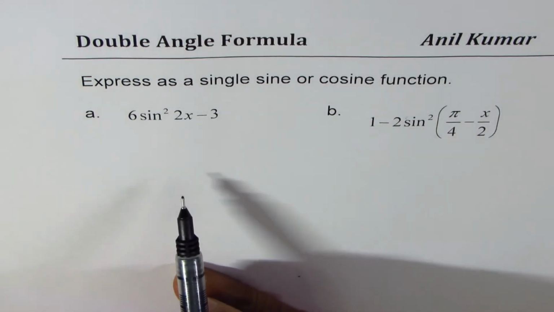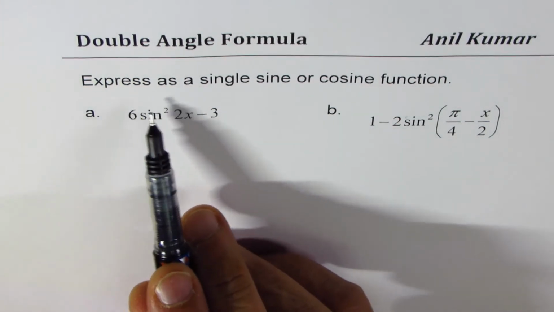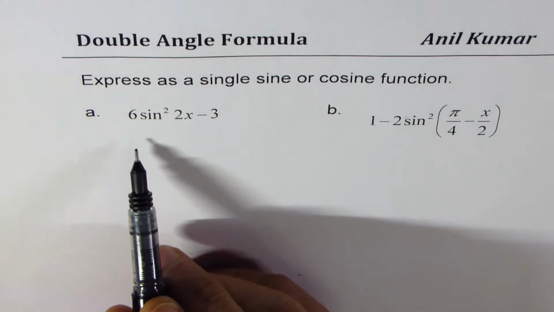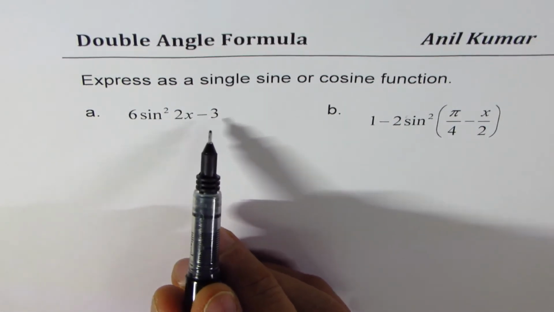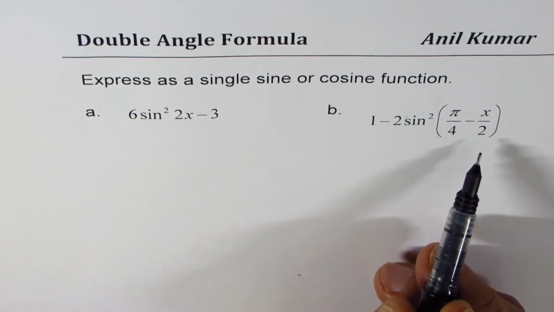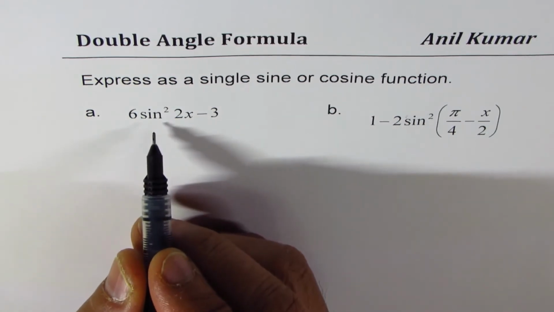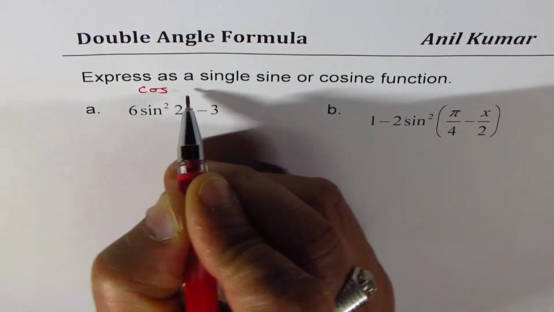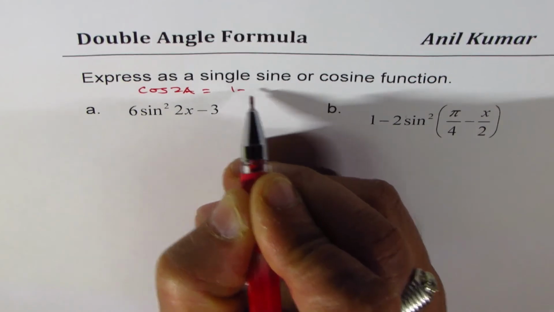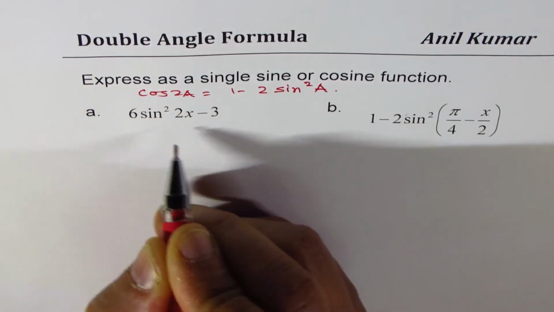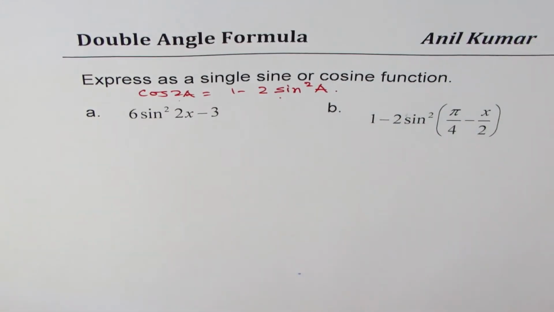So let us continue with expressing a single sine or cosine function. Two more examples are 6 sin square 2x minus 3, and 1 minus 2 sin square of pi by 4 minus x by 2. If you recall, the formula is, let me write it down here: cos 2a is equal to 1 minus 2 sin square a, correct? So we have to write it in this form to use the double angle formula.